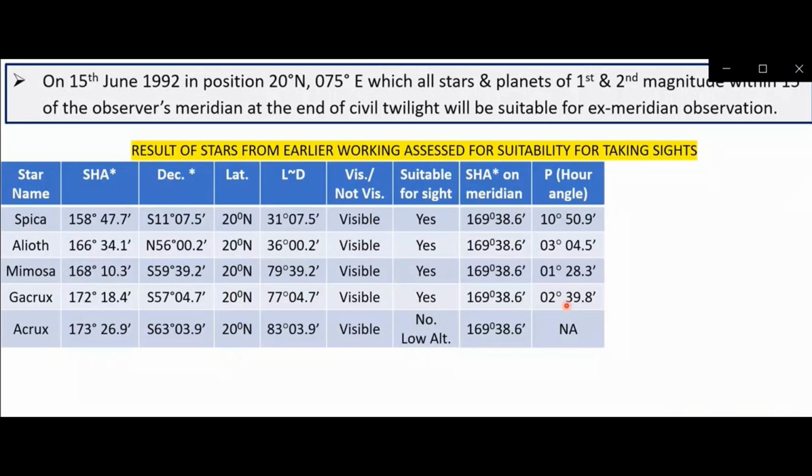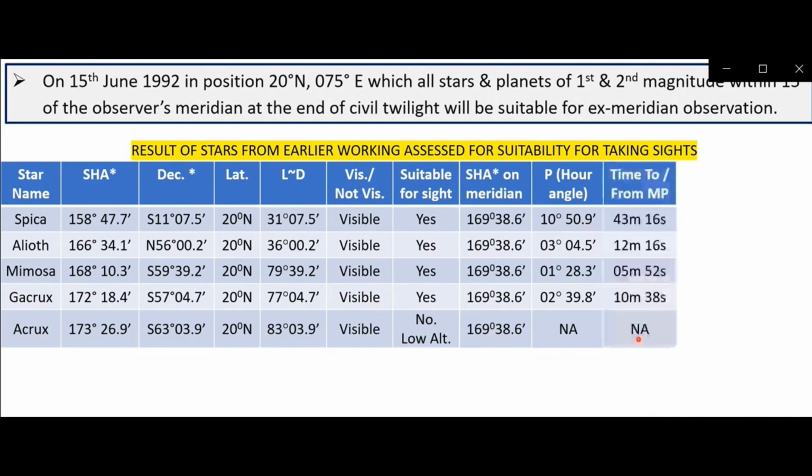Next we get the time to Marpas or time from Marpas by dividing this R angle by 15 degrees 02.5 minutes. When we divide, we get the time to or from Marpas as shown here. This is 43 minutes 16 seconds, and we have the time for other stars also.